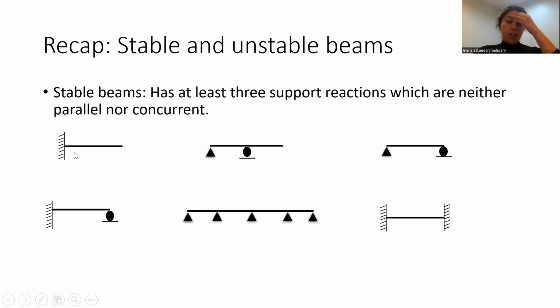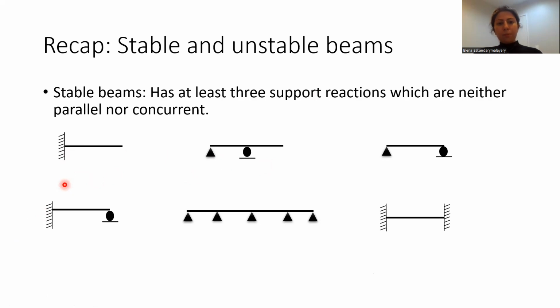So, for example, for this cantilever beam, we have three support reactions: bending moment, shear force, and axial force. And using those three equations, you can calculate all three, and then you can draw the shear force diagram as well as bending moment diagram for this beam, and the analysis will be completed. Same as the middle beam and the last beam in the first row, which are all statically determinate and stable.